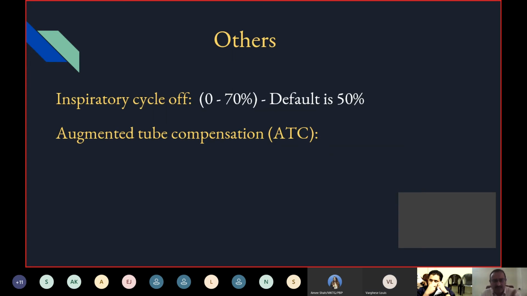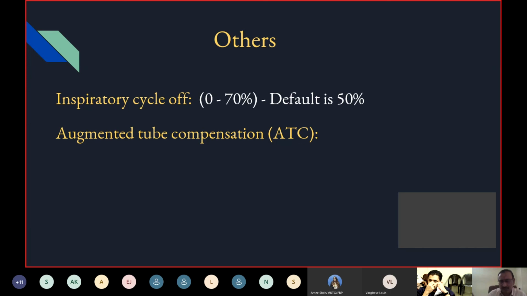Other things, now in some other ventilators, I think it's the Maquet, there is something called an inspiratory cycle off. When should the inspiration be off? It has a range of 0 to 70%, and the default is supposed to be 50%. There is something called augmented tube compensation. So what is that?